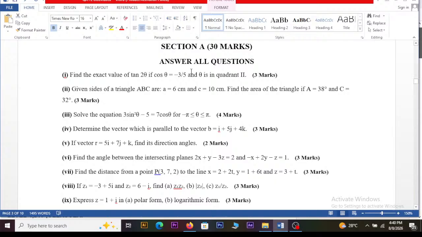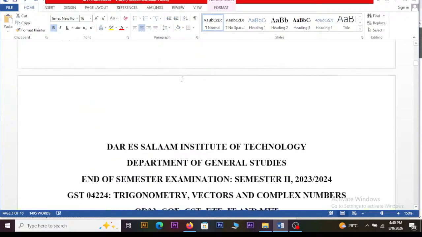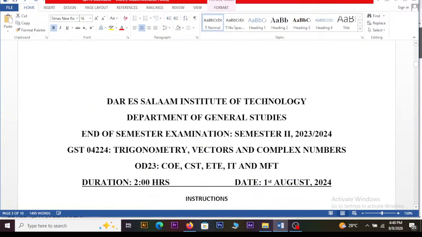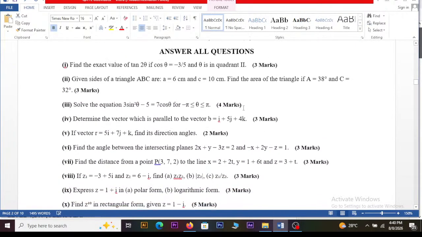In this section, you will find questions from all 3 topics. These are the 3 main topics of this module. Trigonometry is a topic, vectors is a topic, complex number is a topic. We usually teach trigonometry first, then we teach vectors as the second topic, and we teach complex number as the third topic. Let us read the questions and reinforce our understanding.